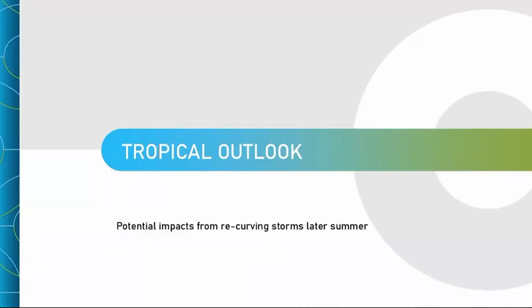Now that leads us on to the 2025 tropical outlook, courtesy of my colleagues in the US. This is useful knowledge because of the risk of ex-hurricanes and tropical storms recurving across the Atlantic and potentially impacting parts of Europe later in summer and into the autumn.